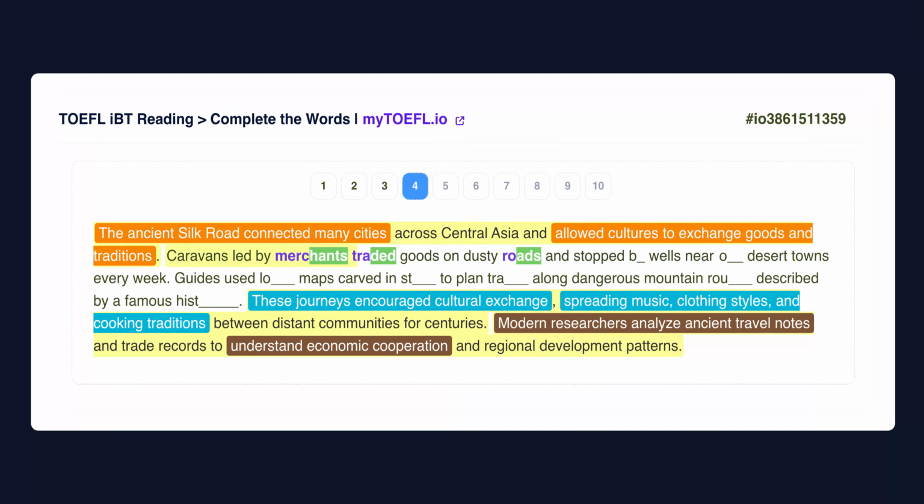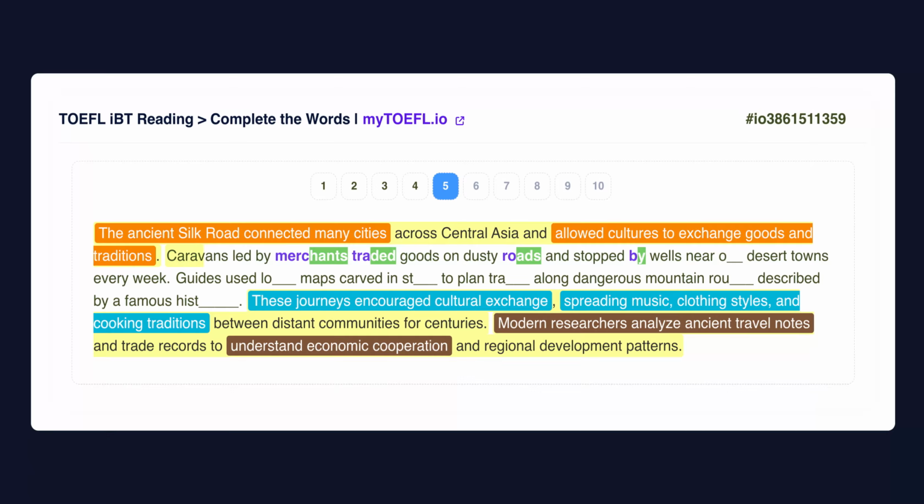Caravans led by merchants traded goods on dusty roads and stopped B wells near. We are given the letter B, and we need to fill in 1 blank to complete the word. The caravans stopped to use the wells. We need a preposition that means next to or beside. The word starting with B that fits this meaning is by. Now we look at the description of the towns mentioned in the sentence. Think about the historical nature of the Silk Road.